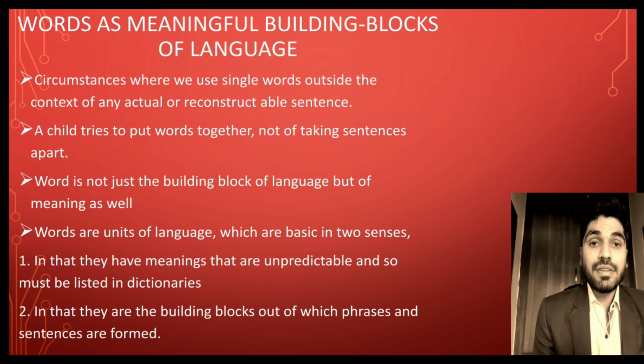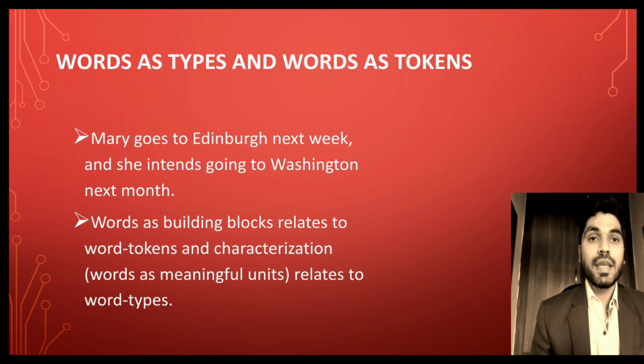Exactly. The second thing is that they are building blocks out of which phrases and sentences are formed. जैसे कि मैंने पहले बात की, words building blocks हैं. If we want to convey our idea, we need to use words and those serve as the building blocks. So हमें दोनों senses का पता चल चुका कि words क्या क्या काम करती हैं. हम इन्हीं two senses के बेस पे मज़ीद discussion प्रोड्यूस करते हैं. Okay, words as types and words as tokens.